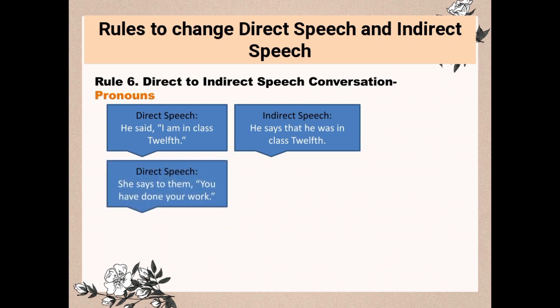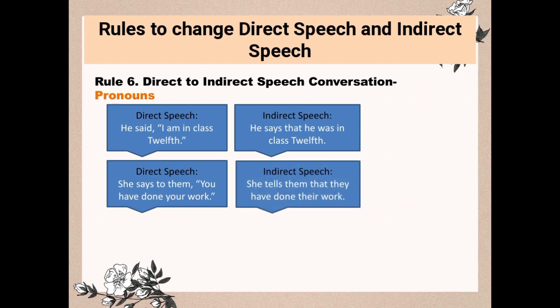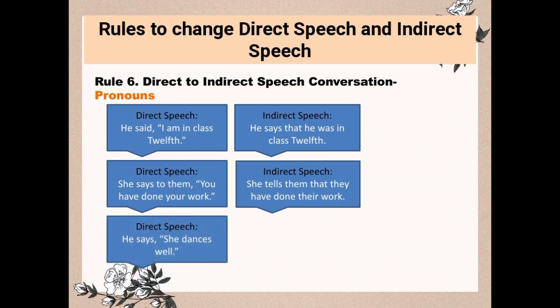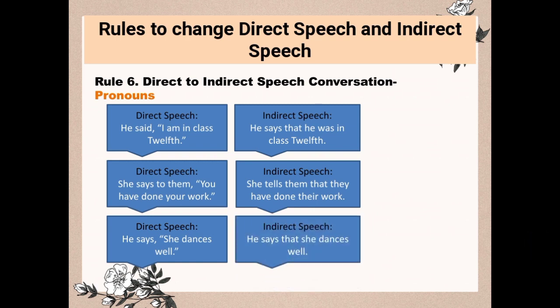Okay, so the second person of direct speech changes as per the object of the reporting speech. Example, she says to them, "You have done your work." The indirect speech: she tells them that they have done their work. The third person of direct speech doesn't change. For example, he says, "She dances well." So the indirect speech: he says that she dances well.